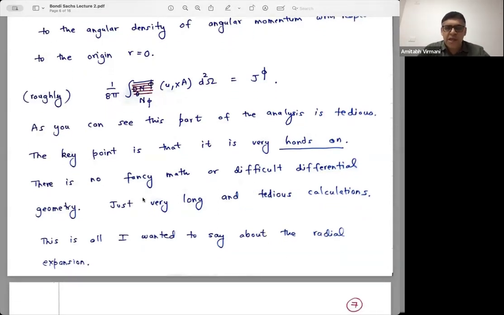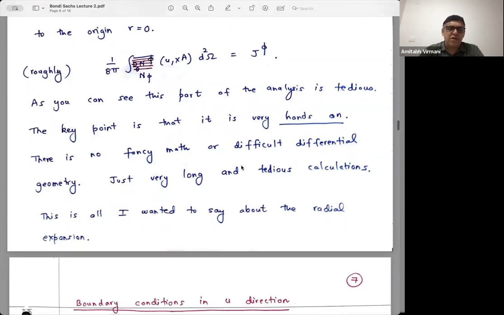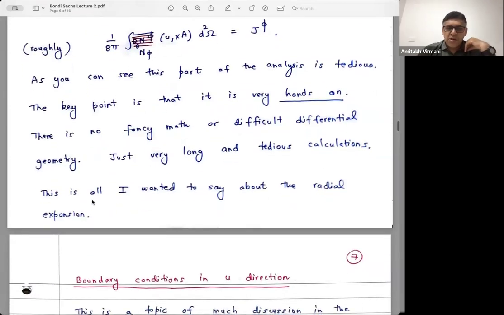So as far as the expansion in powers of r is concerned, once you put things in Bondi gauge, you make some choices about how to expand these things. You can just do these calculations. Okay, so this is one of the main messages I wanted to give from my lectures. This is all I wanted to say about the radial expansion. Now I will go into more detailed discussions of other things.